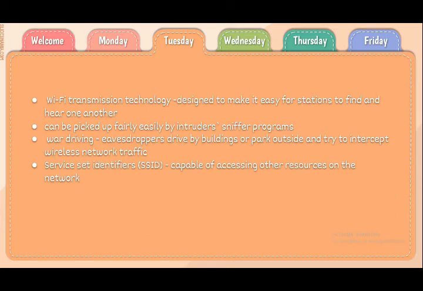Wi-Fi transmission technology is designed to make it easy for stations to find and hear one another, so it can be picked up fairly easily by intruders' sniffer programs. In war driving, eavesdroppers drive by buildings or park outside and try to intercept wireless network traffic. Service Set Identifiers or SSIDs can be used by intruders to gain access to other resources on the network.